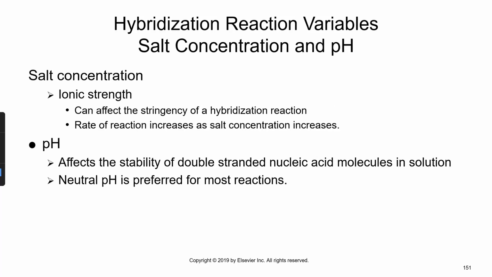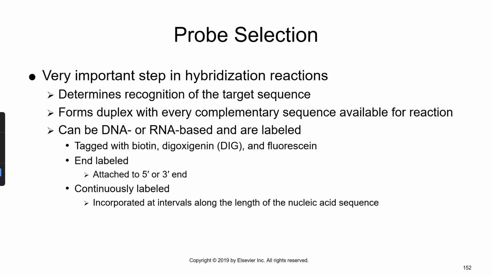Salt concentrations impact the ability to bind. pH also impacts the ability to bind. Probe selection is very important. It determines the recognition of the target sequence. It forms a duplex with every complementary sequence available for the reaction. It can be DNA or RNA based, and they're labeled with something that we can detect, either some type of fluorescent molecule or something that we can pick up by our instrumentation.